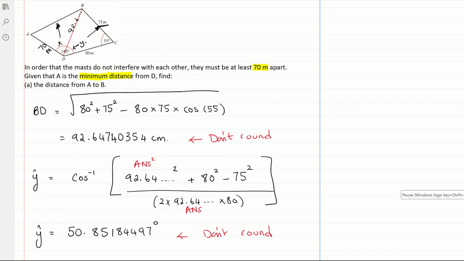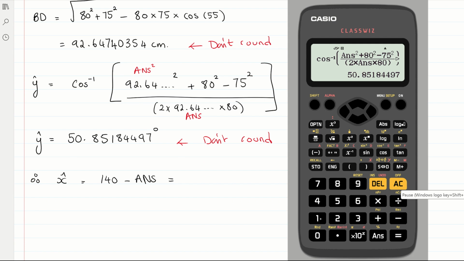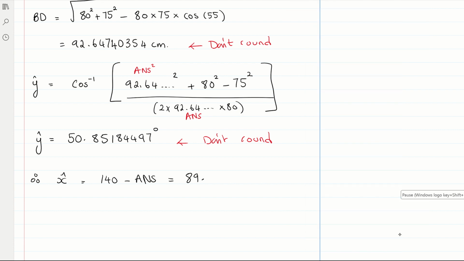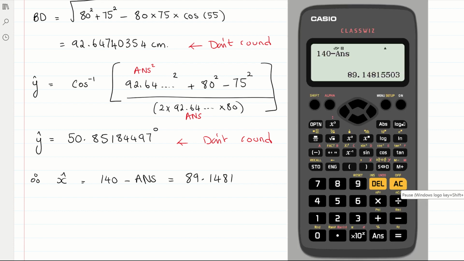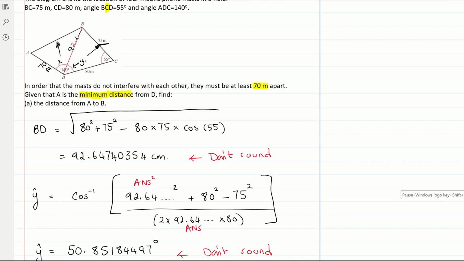So now I have this. I know that x plus y is 140, so that means that x is 140 minus the answer that I've got. So 140 minus answer. Again, I'm not going to round. That's 89.14815503 degrees. Now that I have the angle x and 2 sides, again I can use the cosine rule to find AB.